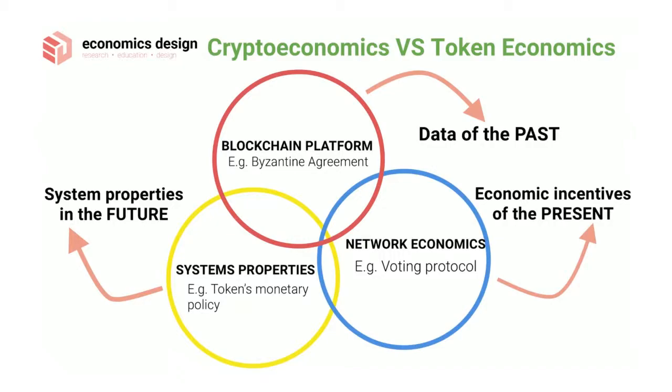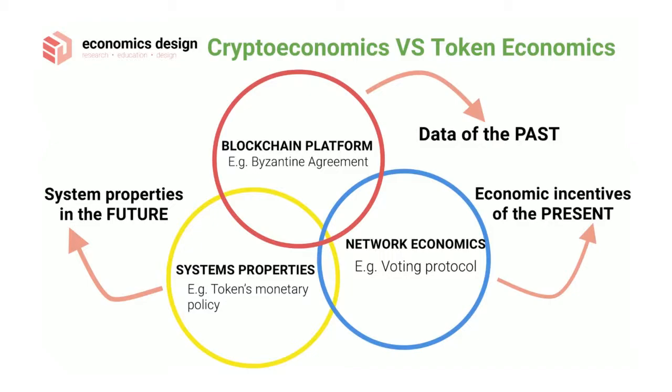Then we move on to the present, which would be the economic incentives of the present. Because the present also involves users and participants, and if the network grows, the users' behavior might change. And the economic incentives we talk about here are the different kinds of governance protocols, voting protocols, resolution mechanisms and consensus mechanisms that allow the participants to interact with each other and incentivize them to behave properly, in the benefit of this entire system.